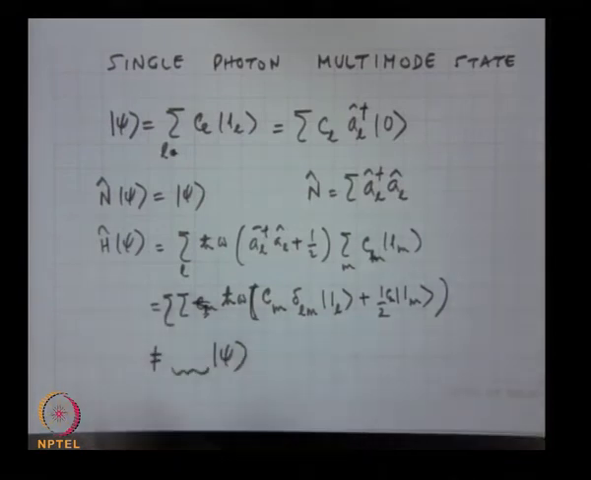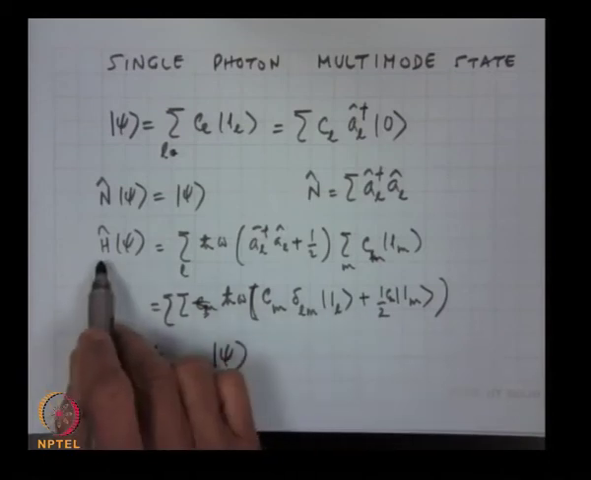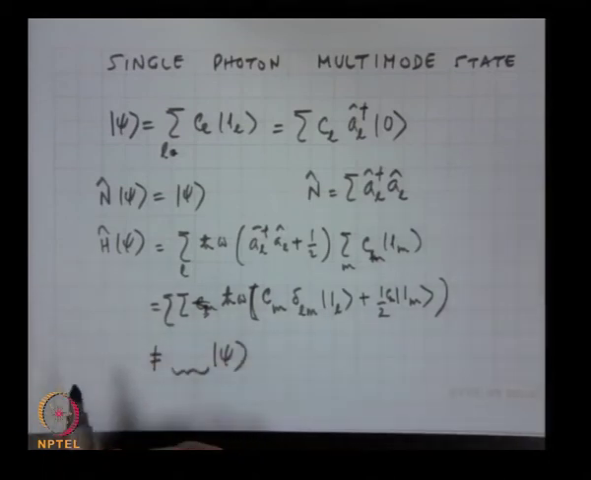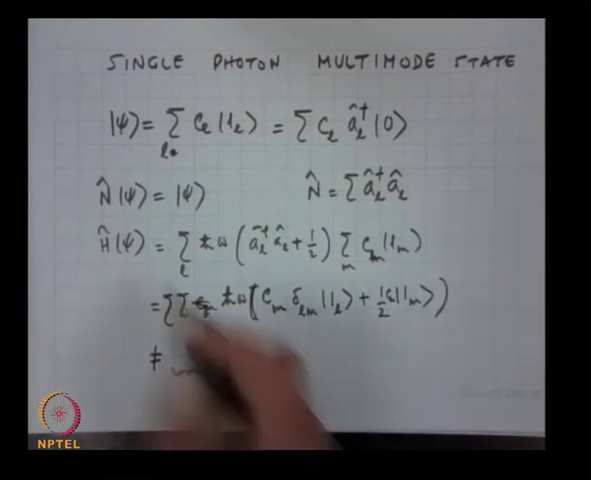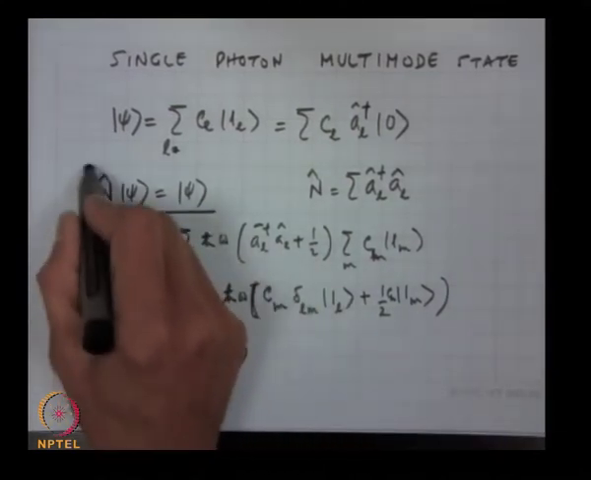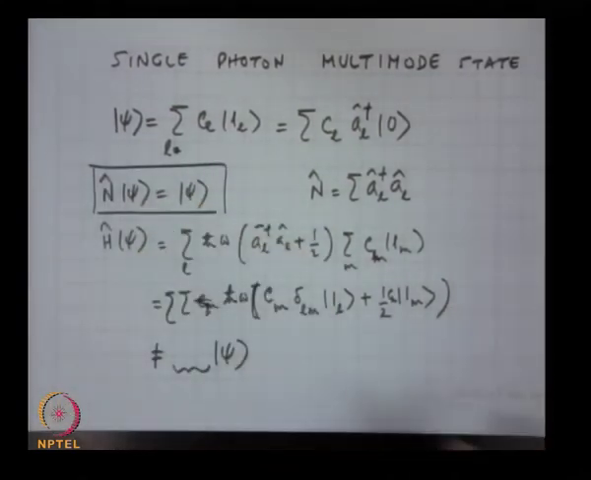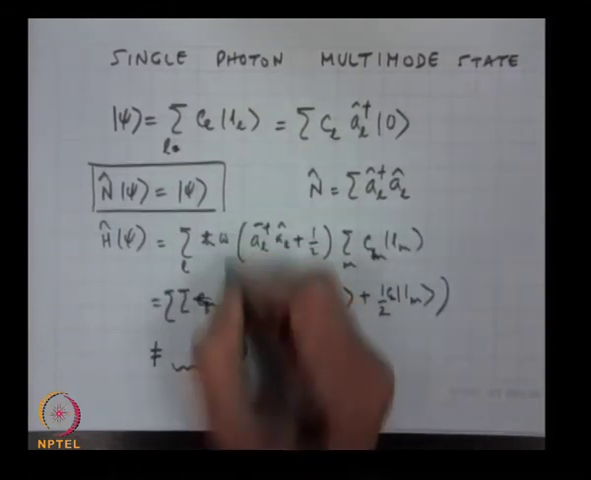This is not an eigenstate of the Hamiltonian operator. This is not a well-defined energy state, because this photon exists in multiple modes of propagation. So this is not an eigenstate of the H operator, but it is a single photon state. There is only one photon in the state because of this condition. Omega L.